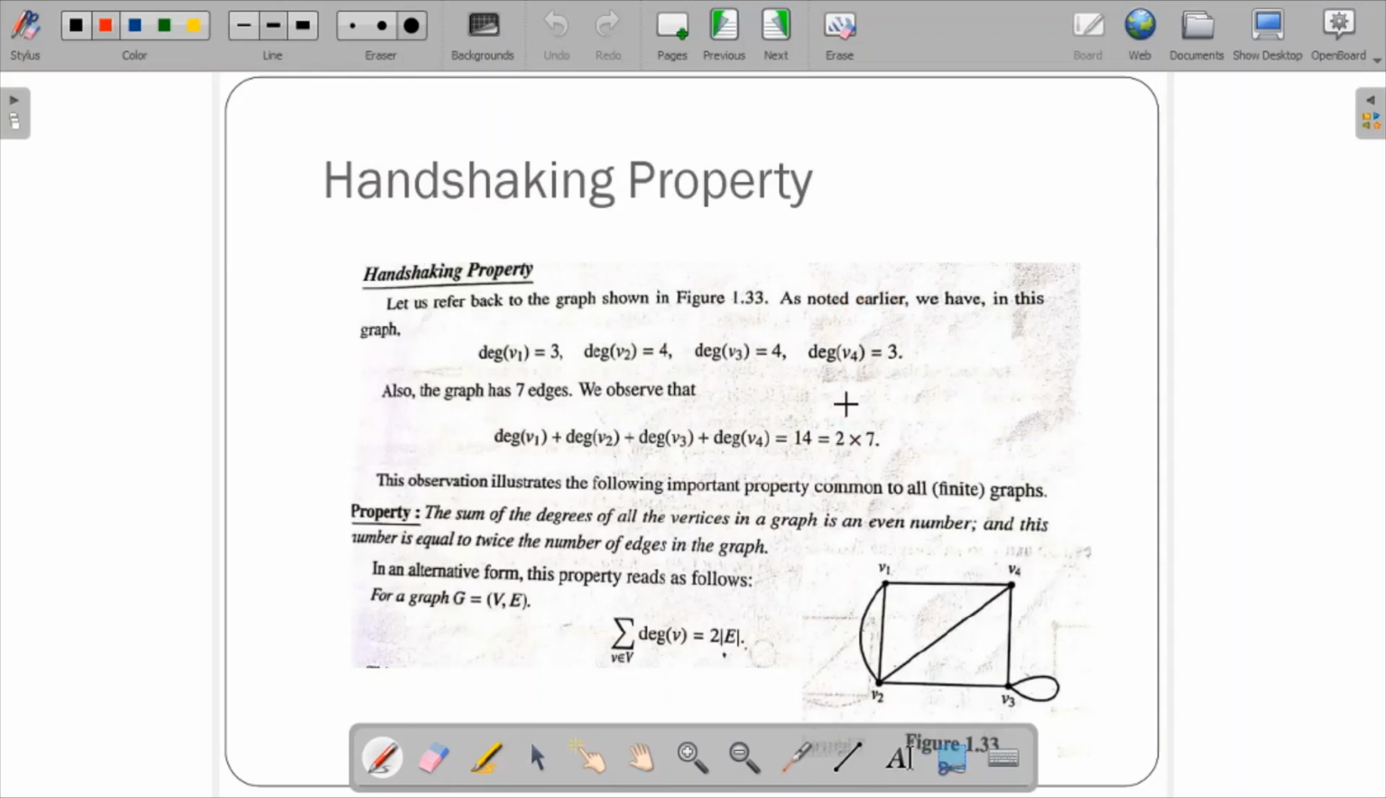Next we have the main property, that is the handshaking property. In this handshaking property we have a theorem where the summation of all the degrees of the graph is equal to twice the number of edges. So this is what we are supposed to prove in the handshaking property.